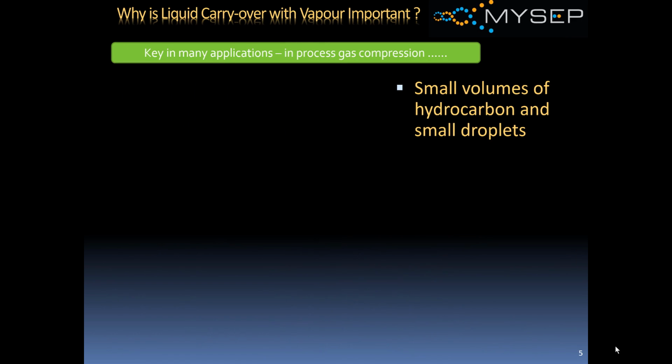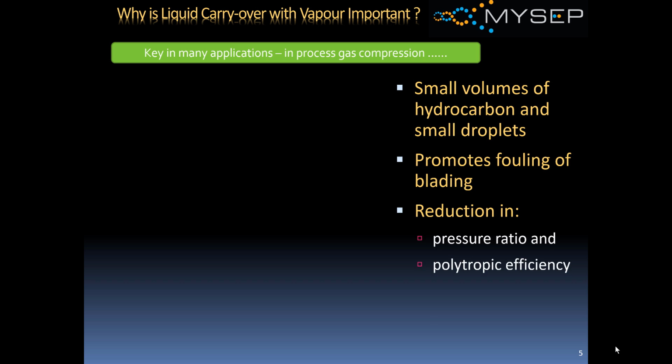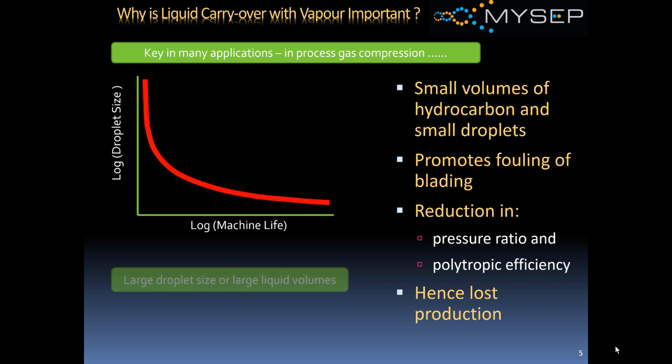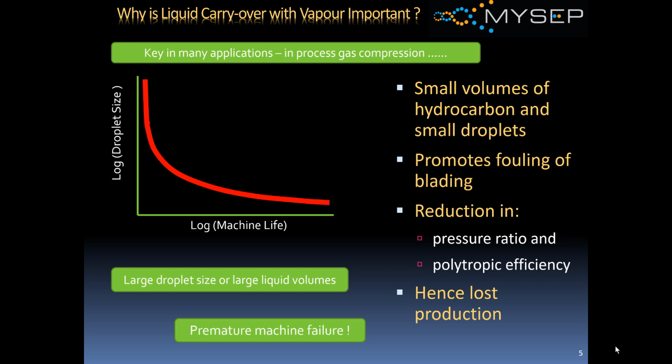Why is liquid carryover important? It can be key in many process applications. Thinking about our gas compression example here, it can lead to fouling of blades in centrifugal or axial flow compressors, leading to a reduction in pressure ratio and polytropic efficiency, and hence to large losses in production. With large droplets or large liquid volumes, carryover can lead to catastrophic failure of the compressors, resulting in downtime, lost production, and replacement costs.